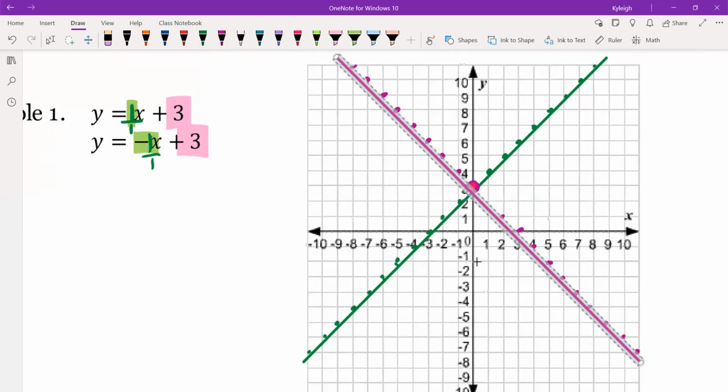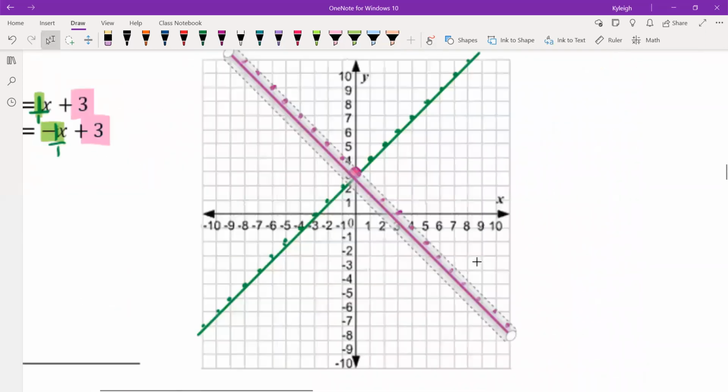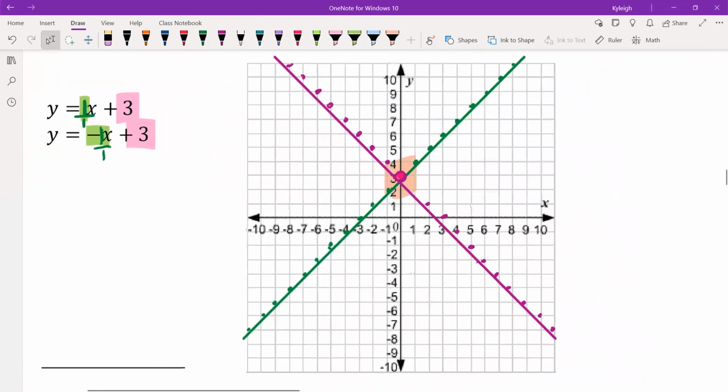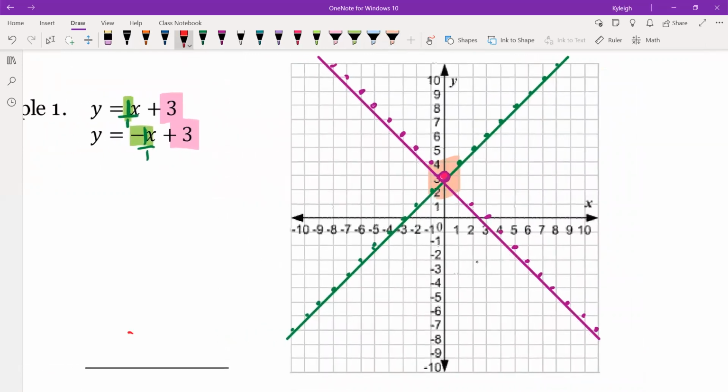So our point of intersection, right? Our point of intersection is right here. Right? So what is that ordered pair? Well, that ordered pair is 0, 3. Okay, 0, 3. It won't always be as obvious as that. So we're gonna do the next one.